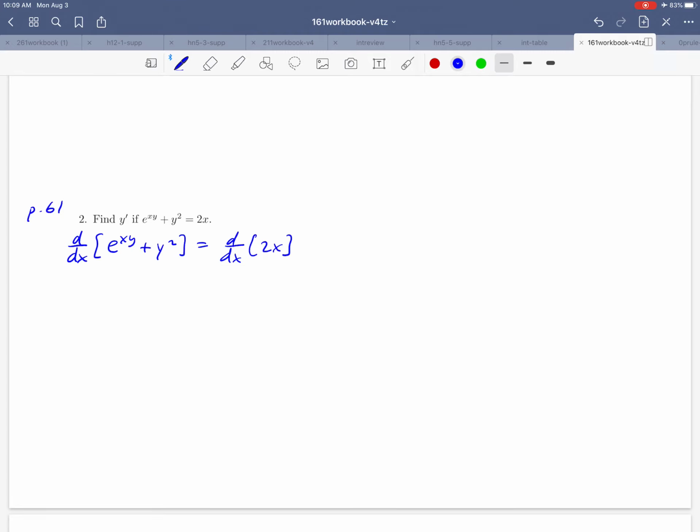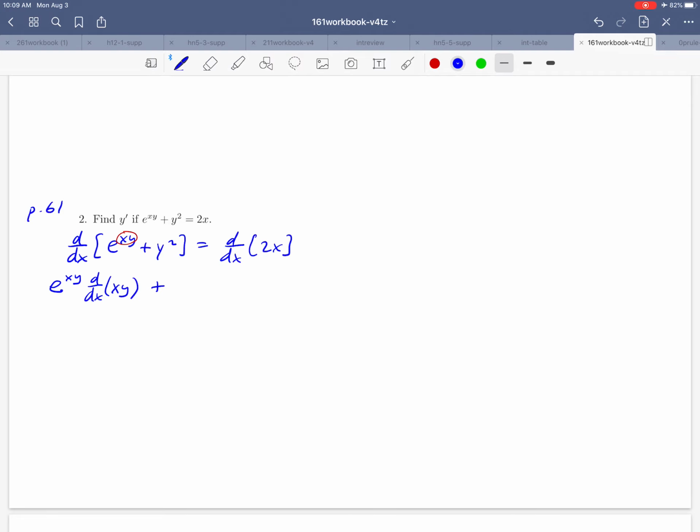So first thing we come to is the e to the xy. We need to take the derivative of that. Notice that that's a chain rule where the u is just the xy. So we'd ask ourselves, how do we take the derivative of e to the u? Well, we're just going to get e to the u right back again. And then the second part of the chain rule says we need to multiply by the derivative of u. So e to the xy times the derivative of xy.